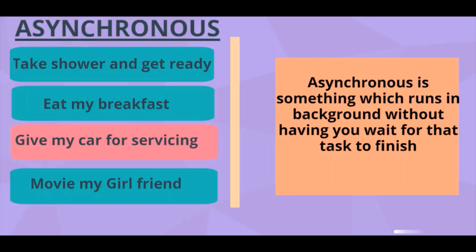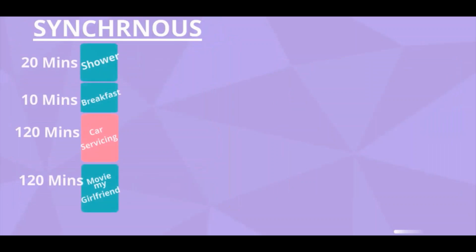So if you see all these 4 tasks, we need to realize which one doesn't need my physical presence. Taking a shower and getting ready, of course I need to get ready. Eating my breakfast, obviously I need to eat. And the movie with my girlfriend, of course I have to go to the movie with my girlfriend, not someone else. And finally, giving my car for service. Giving my car for servicing doesn't need my physical presence there. I don't need to wait till the servicing is completed. So if you see how synchronous and asynchronous work, then you will clearly understand the importance of the asynchronous process.